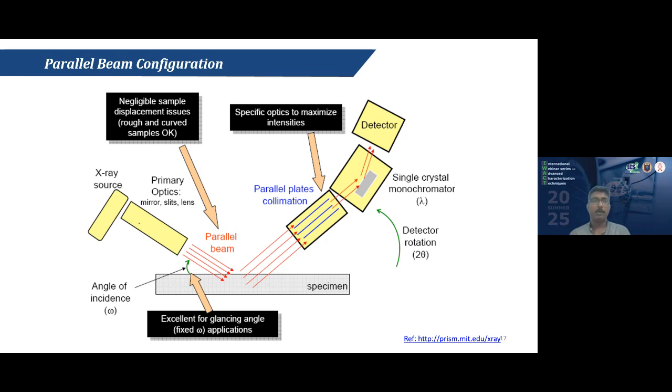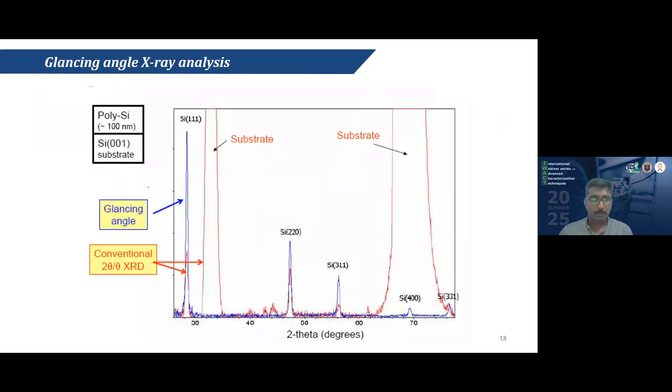Here is a comparison of the X-ray diffraction pattern from normal X-ray diffraction and glancing incidence from a polycrystalline silicon sample of about 100 nanometer thickness deposited on a silicon substrate. The red spectrum shows the XRD spectrum from conventional theta to 2 theta geometry, whereas the blue spectrum is from the glancing angle XRD.